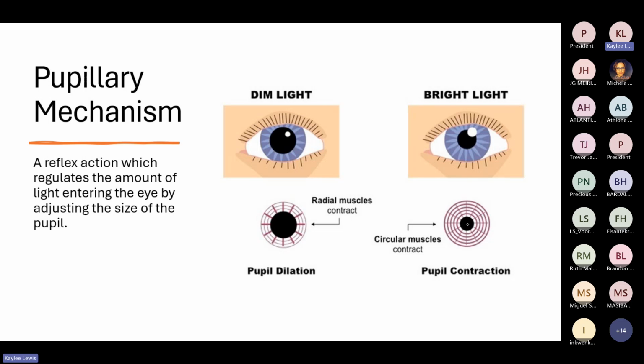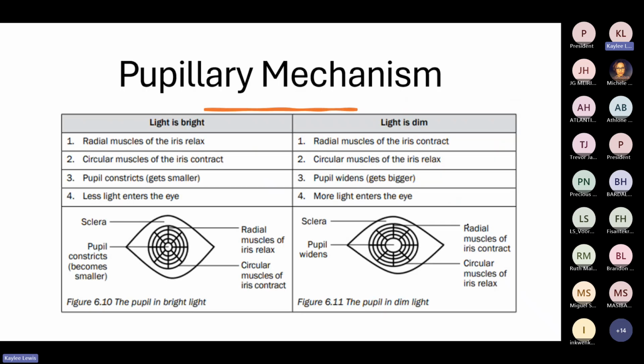Now, this whole process is a reflex action. So it just happens, it's an involuntary action, it's a quick response to the amount of light in the environment. Right, so that's pupillary mechanism. Very quickly, this is the wording for it. This is available in the Mind the Gap textbook, which is online.